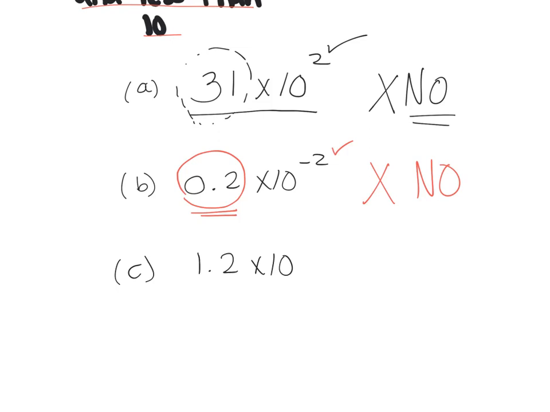1.2 times 10 to the power 4. Is this number in scientific notation? Well, let's check. You have a power. That's good. And this number is more than 1 and less than 10. That's good. So the answer is yes. Okay? So numbers must be more than 1, less than 10 to be in scientific notation. Okay? Please make note of that in your notebook.